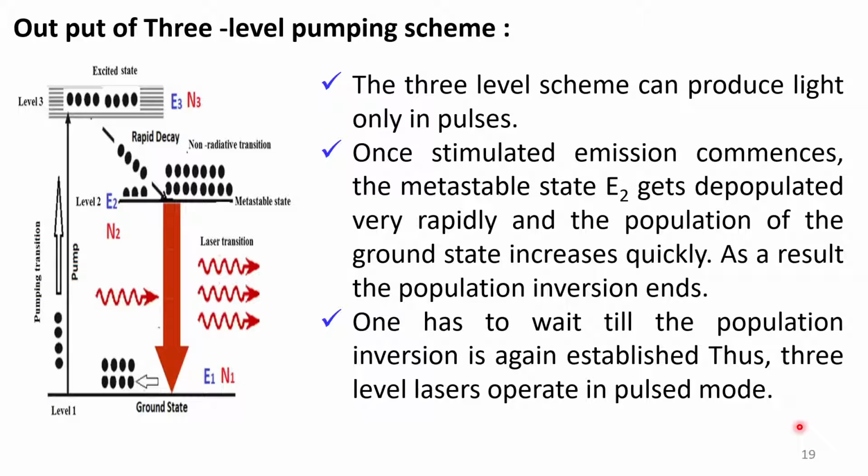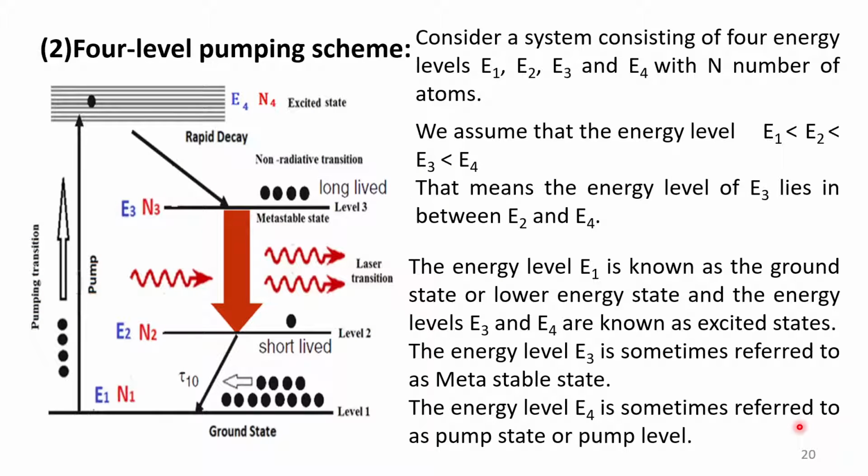So due to that, it produces the output in a pulsating mode. So remember why the three-level pumping scheme produces the output in pulse form. Now we are going to see in detail the four-level pumping scheme.